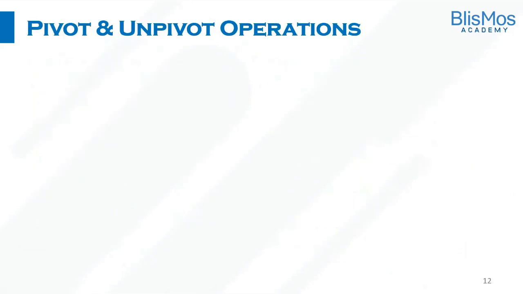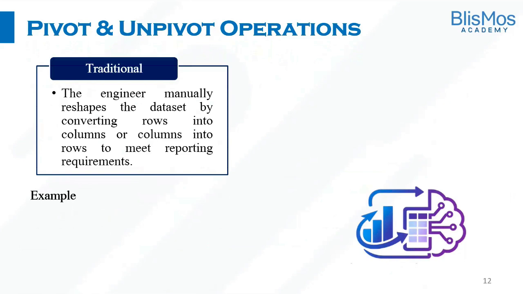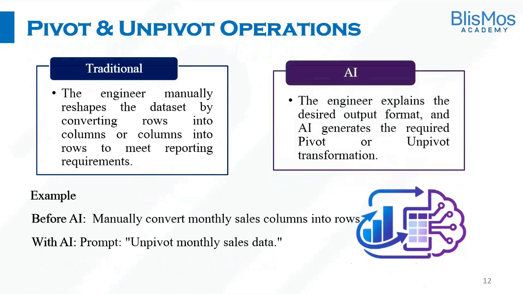Pivoting and unpivoting are important operations of any data transformation. Traditionally, what a data engineer will do is reshape the data set by converting rows into columns, or columns into rows, depending upon the requirement. Here, he or she can take the help of AI and explain the desired output format. AI will figure out what needs to be done. If you know what is required, you can give a prompt saying unpivot the monthly sales data. That will give the appropriate code, which you can use as a part of your transformation.